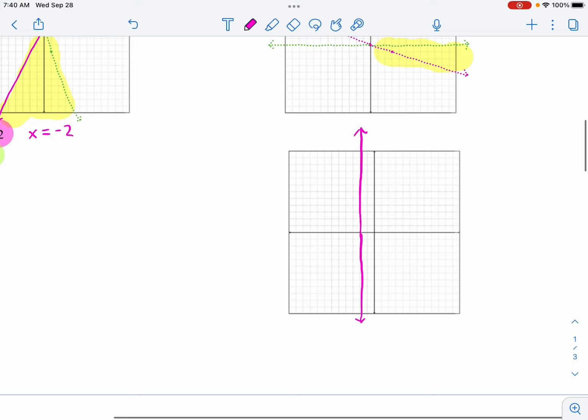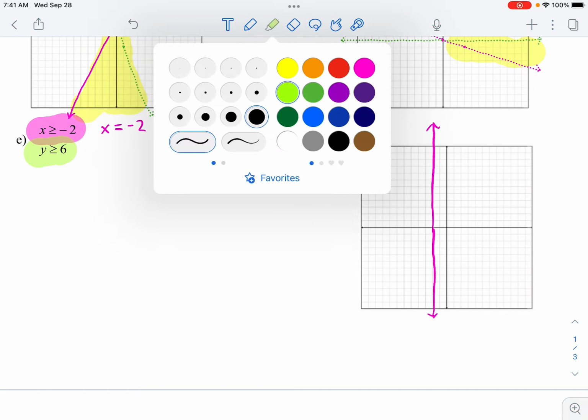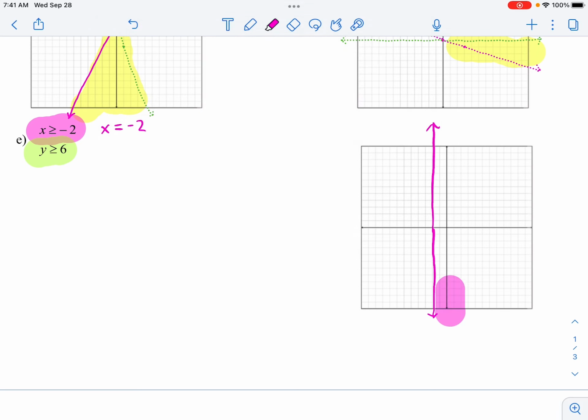And then where am I going to shade? This is the line where x equals -2. I want to shade all the x's that are greater than or equal to -2. So x gets greater as we go to the right. All the x's greater than this line are going to be to the right of this line. So I'm going to shade to the right of the line. Okay, so I did that.